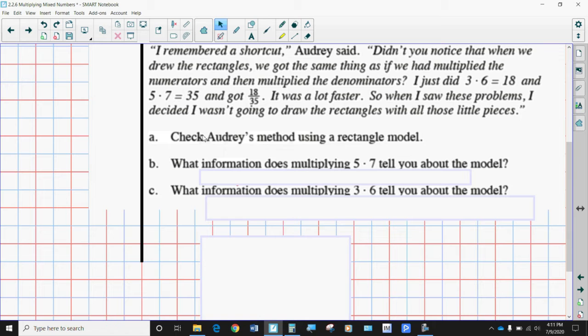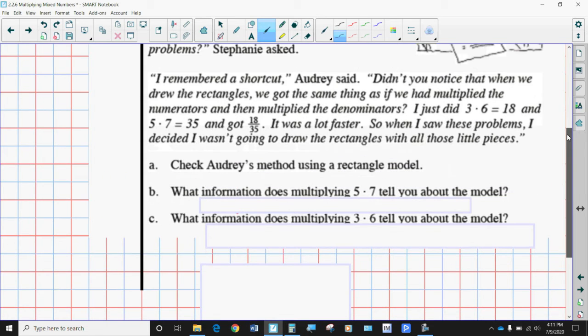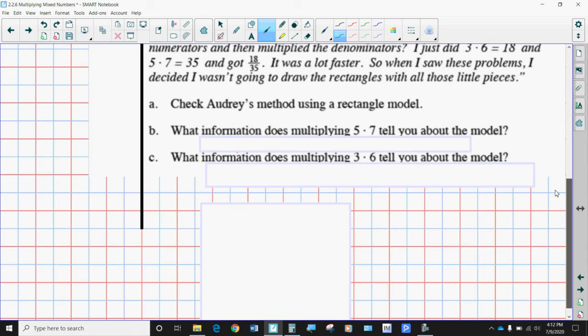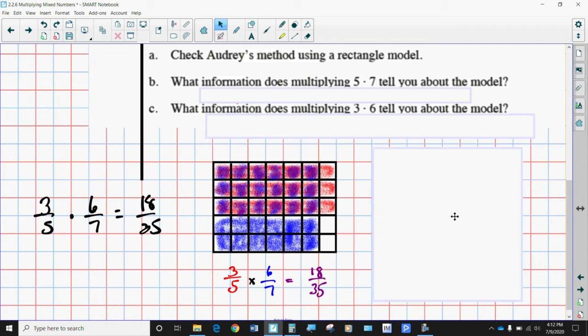So let's check Audrey's method to see if she is correct. So remember, this is the problem. What was the problem again? 3 over 5. Okay. So she said 3 over 5 times 6 over 7, and she thought the answer was supposed to be 18 over 35. So here is a model for that.